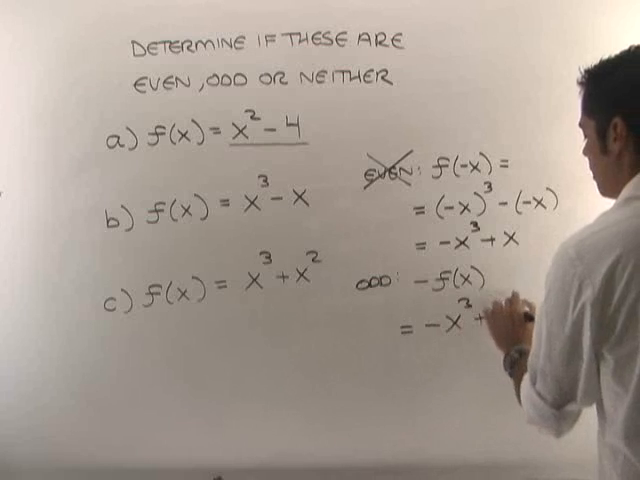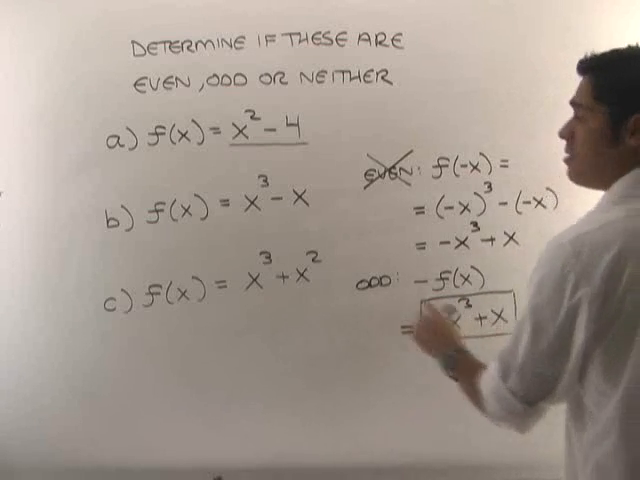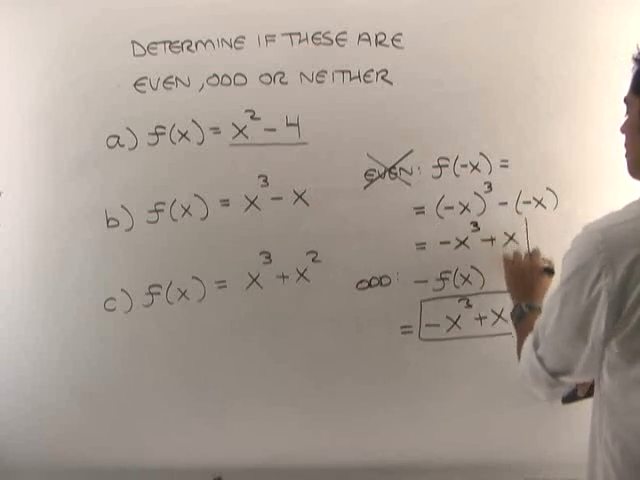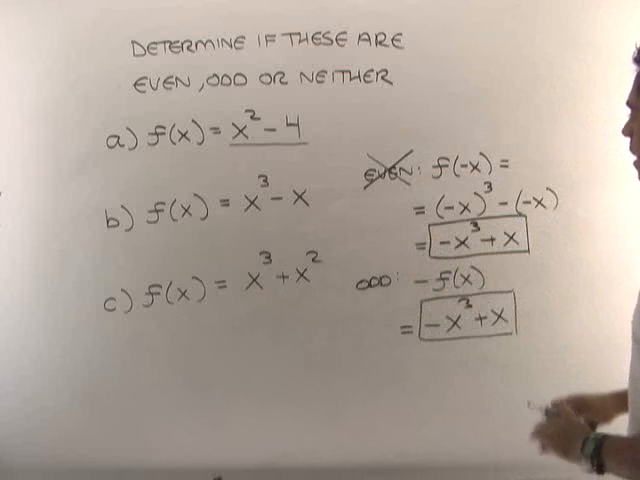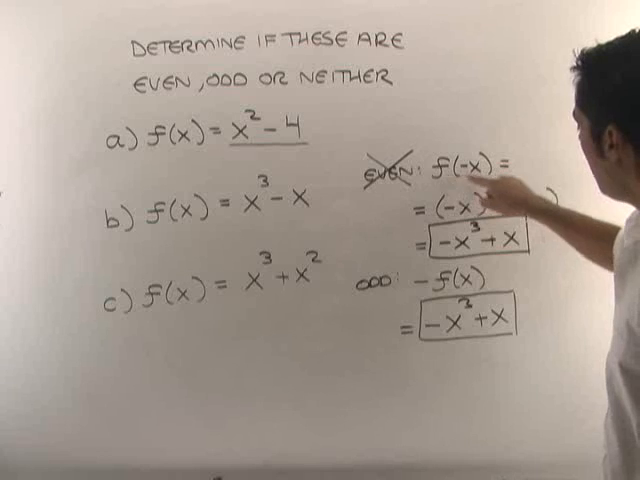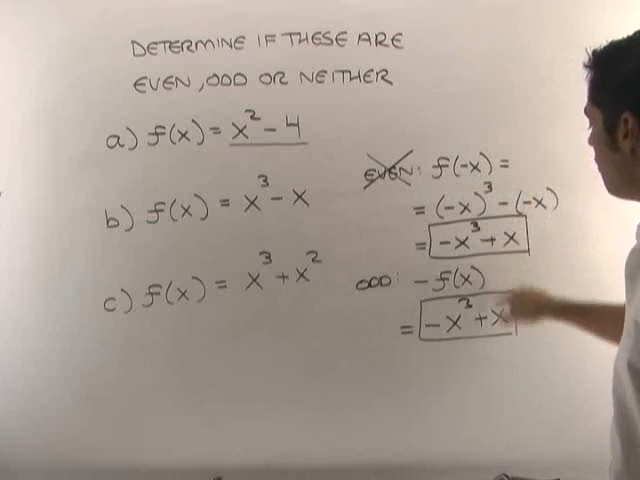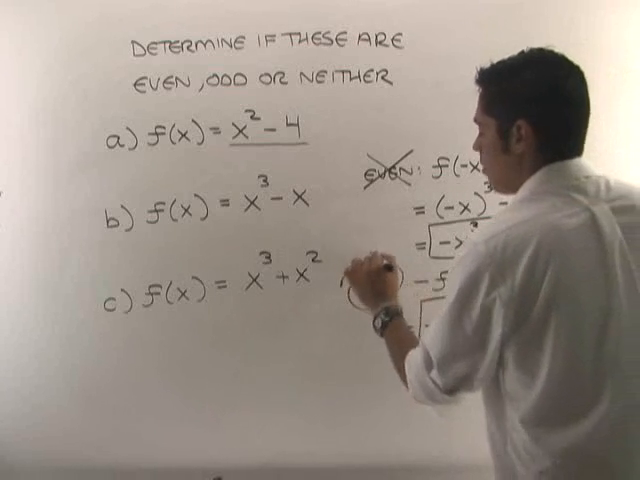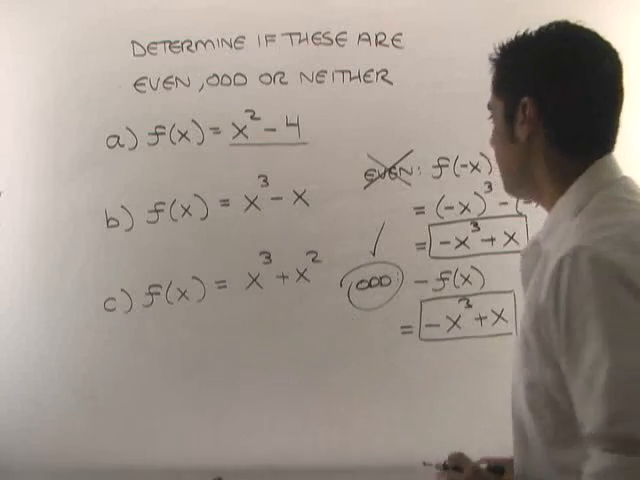And what we'll see here is that this answer doesn't match that, but it does match this one. And if this negative f of x is the same as f of negative x, which we got here, if these two match, it's odd. So here we'd say it's an odd function, and we'd stop.